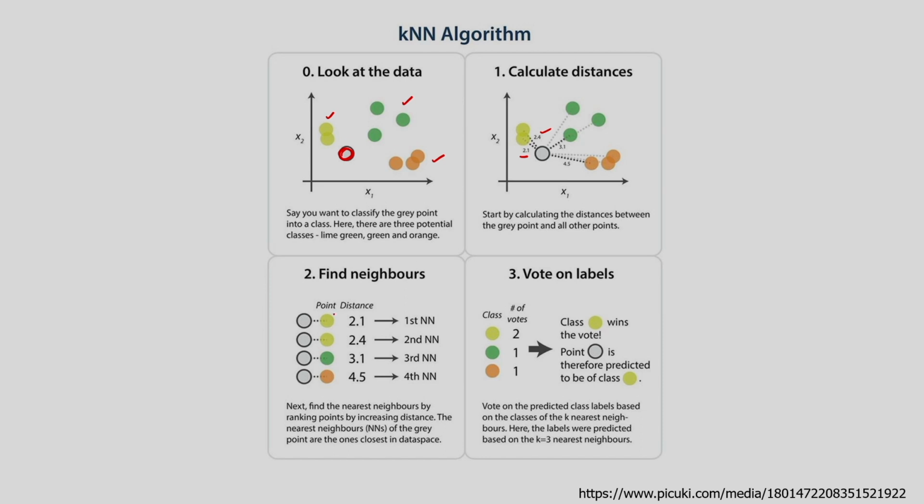Corresponding to this yellow one, the distance is 2.1, that is the first nearest neighbor, the minimum distance. Corresponding to the second yellow data point, the distance is 2.4, that is the second nearest neighbor. For the green one, the distance is 3.1, that is the third nearest neighbor. And the distance to the orange or red point is 4.5, that is the fourth nearest neighbor.